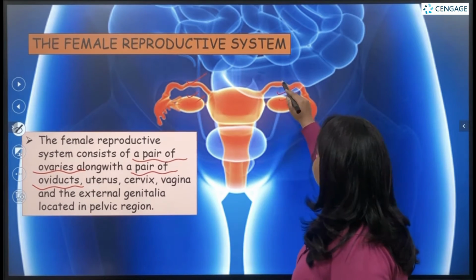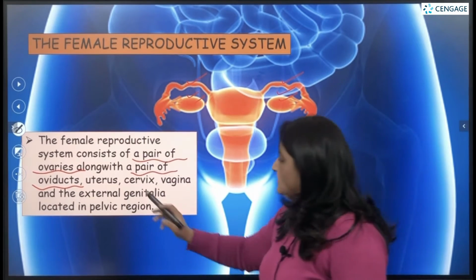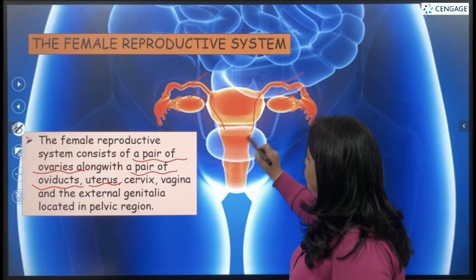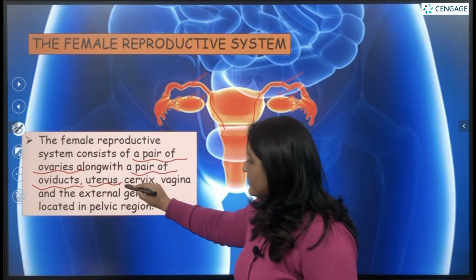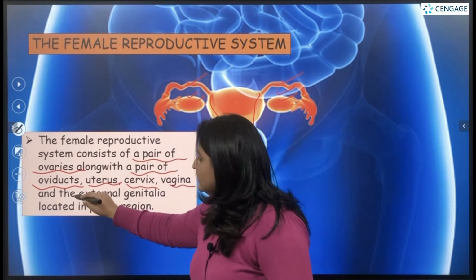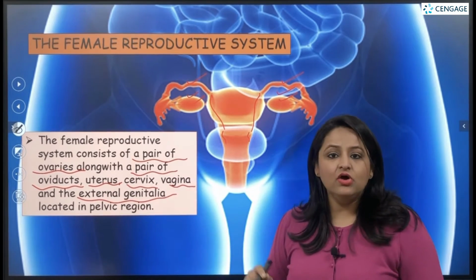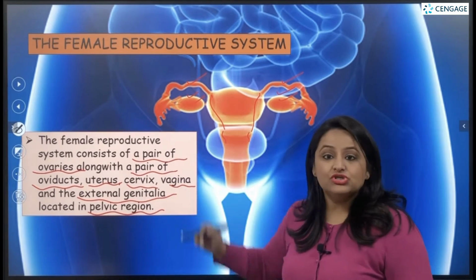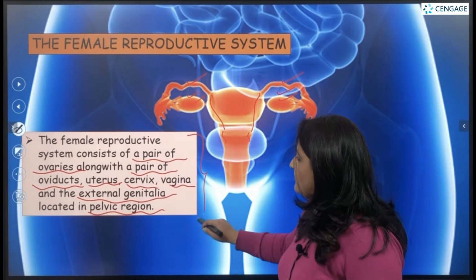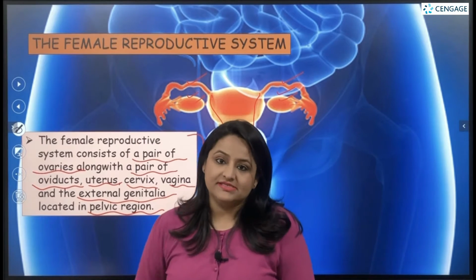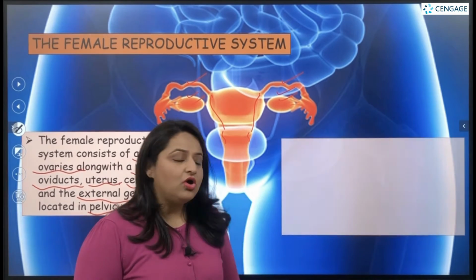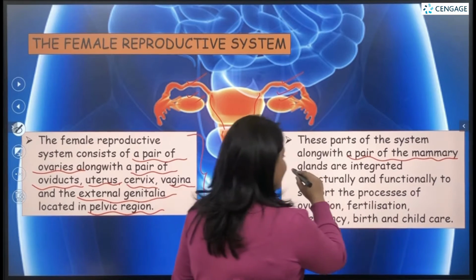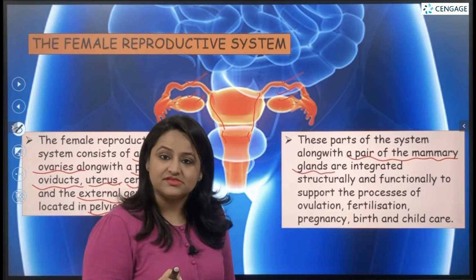Here are our oviducts. And there is the uterus. This is the uterus. Then the cervix area, vagina, and the external genitalia, all of which are located in the pelvic region. So these parts form the female reproductive system. But along with this, there is also a pair of mammary glands, which are also known as breasts.